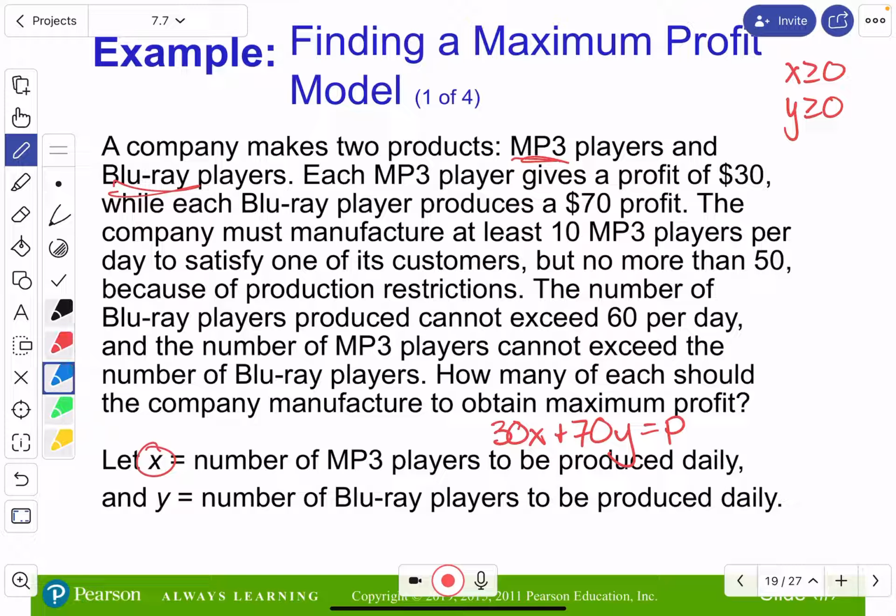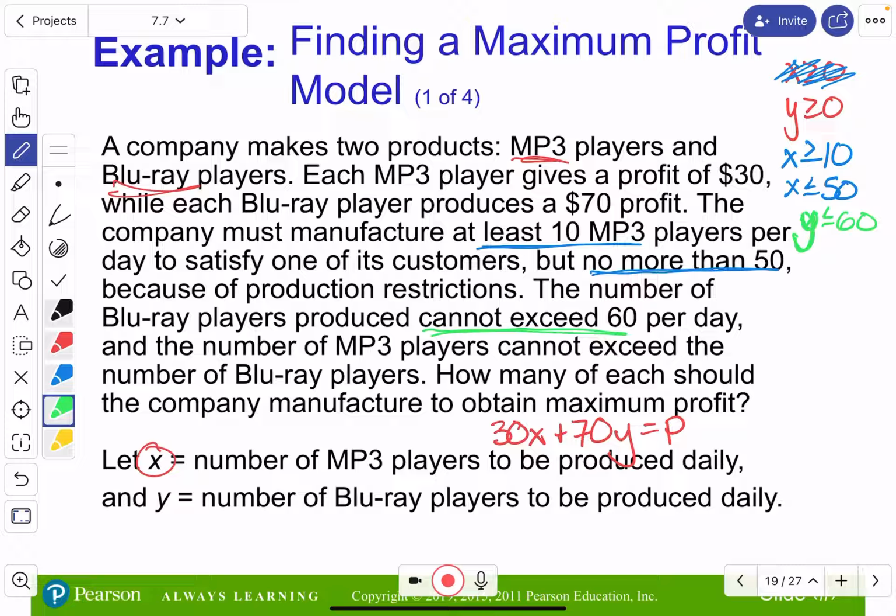The company must manufacture at least 10 MP3 players per day for one of its customers. So X has to actually be greater than or equal to 10 because they have to produce that many. So we don't need this 0 anymore because we know we're higher than that. But no more than 50. So it also has to be less than or equal to 50 because they don't have the materials or whatever to make enough. Blu-ray players cannot exceed 60. So it has to be less than or equal to 60. Oh, that's Y. Sorry. Less than or equal to 60.